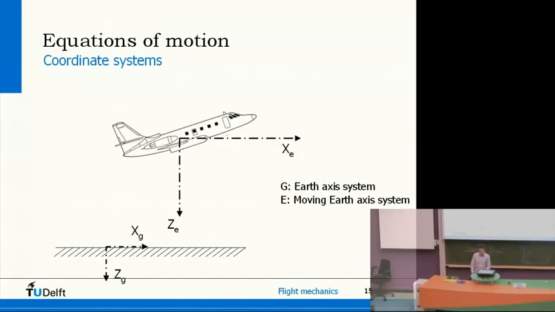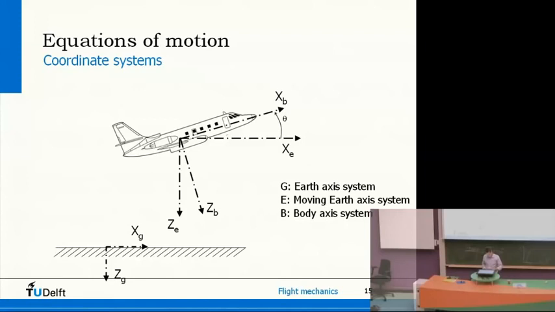Now, once you have this, then of course you can imagine there will be other axis systems, because a plane is not always in a horizontal attitude. So what we can also define is what is called a body axis system. Now, the body axis system is fixed to the plane, and the x-axis is pointing through the nose of the aircraft. So you can see straight away that there's an angle called theta.